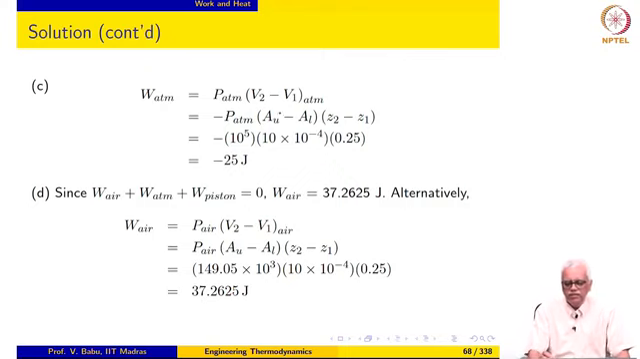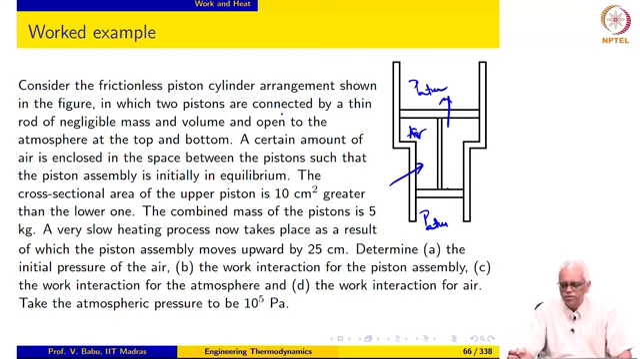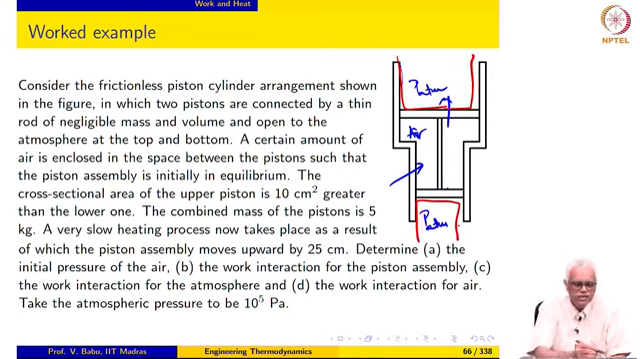Now, when we want to calculate the work interaction for the atmosphere, we again use integral P dV for the atmosphere. We have to be careful because the piston assembly moves up by 25 centimeters. So, I have to apply integral P dV to this part of the atmosphere and then this part of the atmosphere.